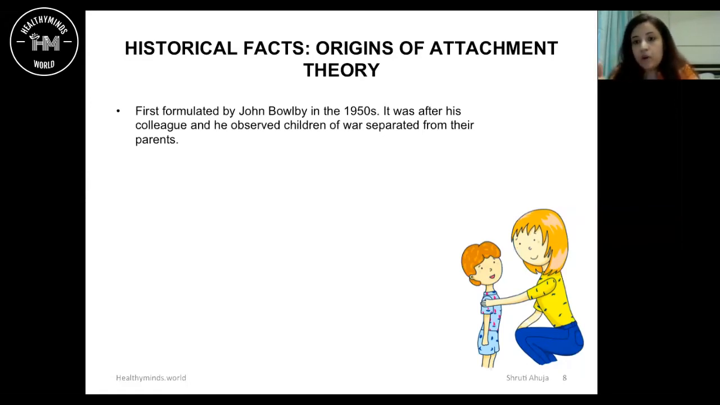So what he did was that he was assigned, in a psychiatric ward in a hospital where they were housing children who had been separated from their parents. Parents had died, or the children were injured, or the children were institutionalized because they were suffering from trauma as a result of war. So he and his colleague Robertson actually started to observe these children who were separated from their parents as a result of war.